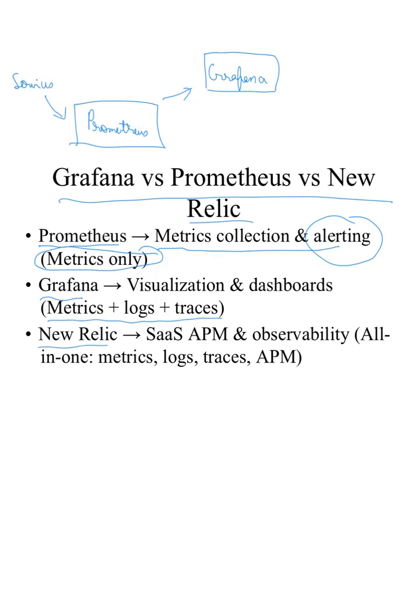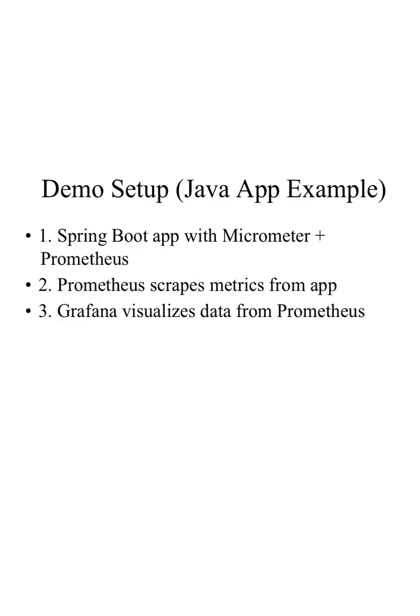What is New Relic? New Relic is a big tool, right? It is not free, it is not open sourced. You can get everything in New Relic, all metrics, logs, traces, application monitoring, right? You can observe the system. So New Relic, you can say it's a better tool, but it is a paid tool, right? Demo setup, I will do in the next videos. Basically, you can set it up very easily with a Spring Boot application, and Prometheus will get the data from your application, and Grafana will show Prometheus data on a dashboard.